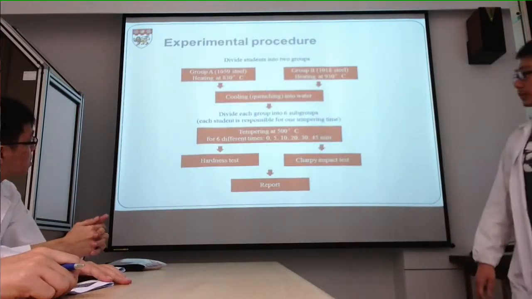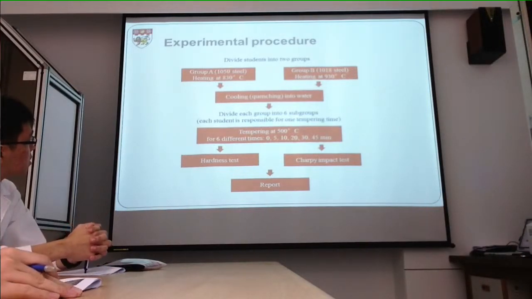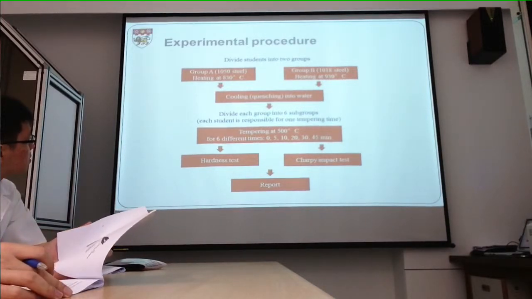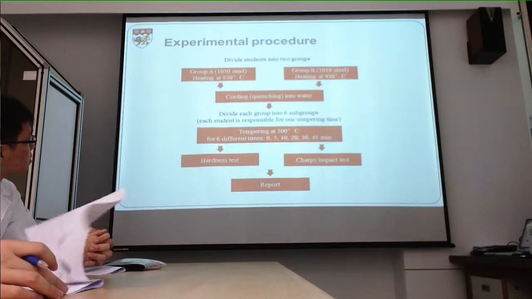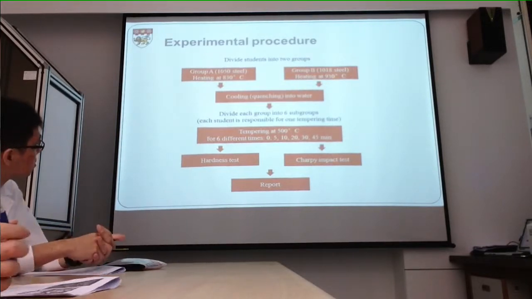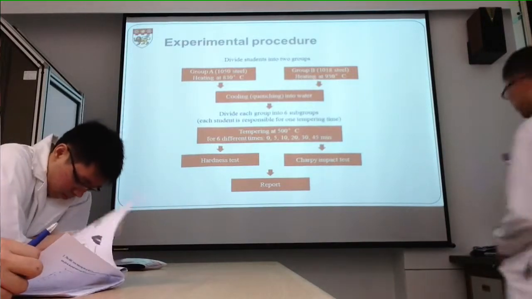This is the experimental procedure. First, you will be grouped into A and B. Heat the steel to a very high temperature and quench them in water, and then you temper at 500 degrees with different durations. And then you will do the hardness test and the Charpy impact test. Finally, is the report.